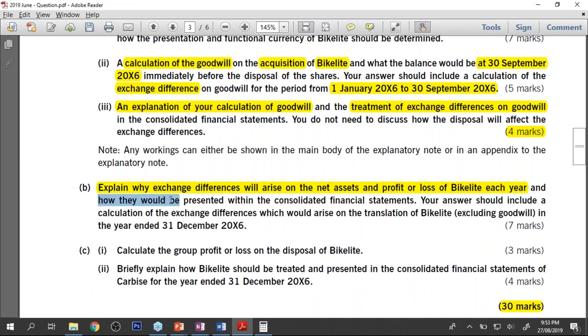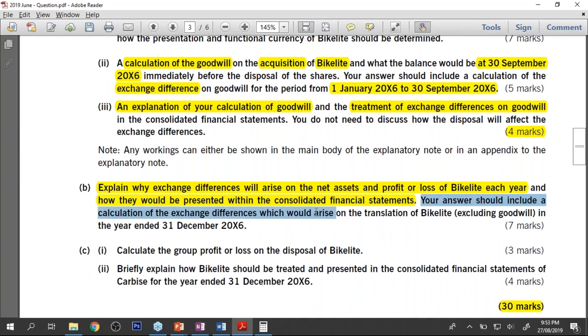And how would they be presented within the consolidated financial statements? They will be presented in the other comprehensive income and in the retranslation reserve in the statement of financial position. Okay, Rida, I will add the remaining students before sharing anything.